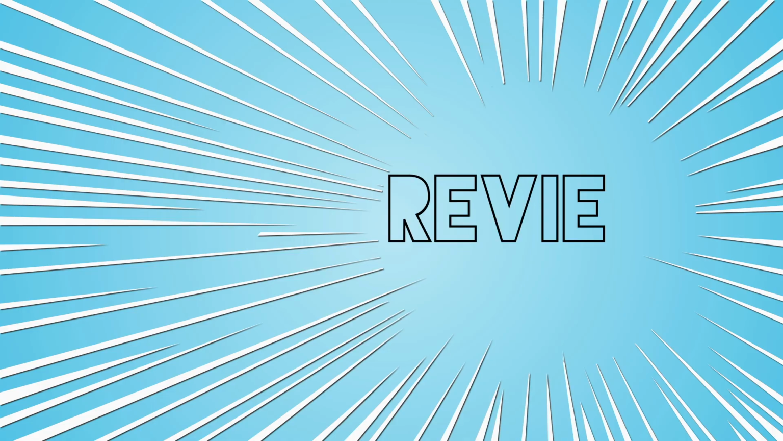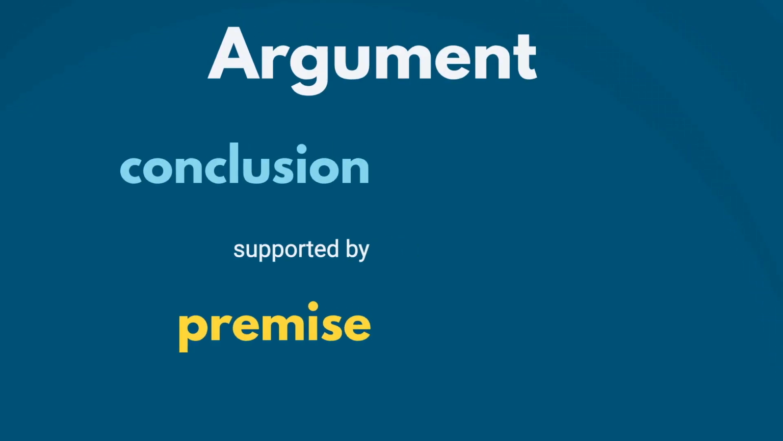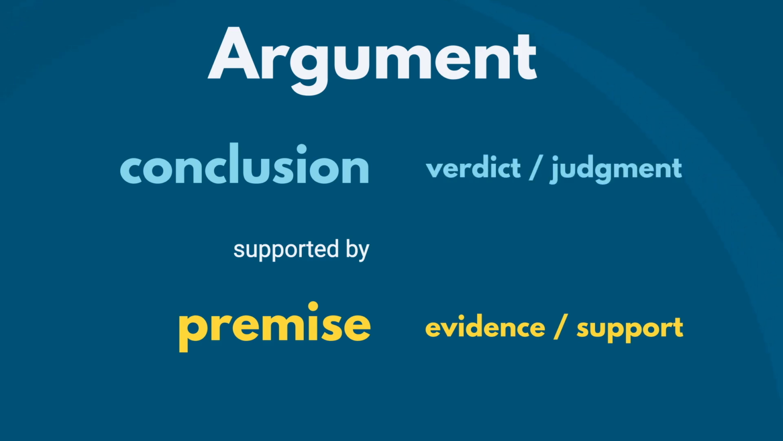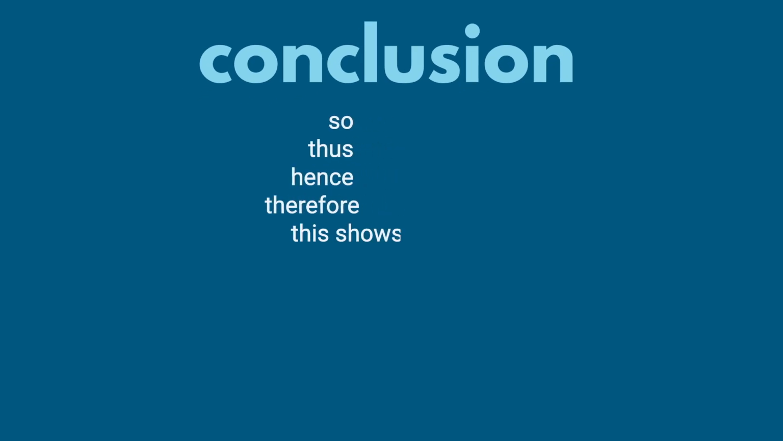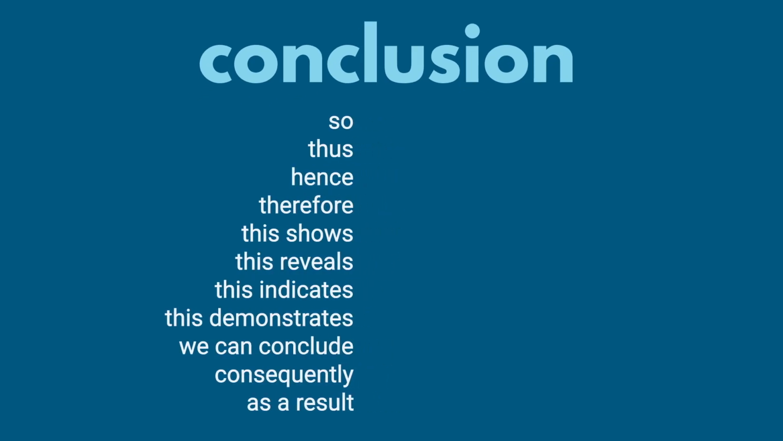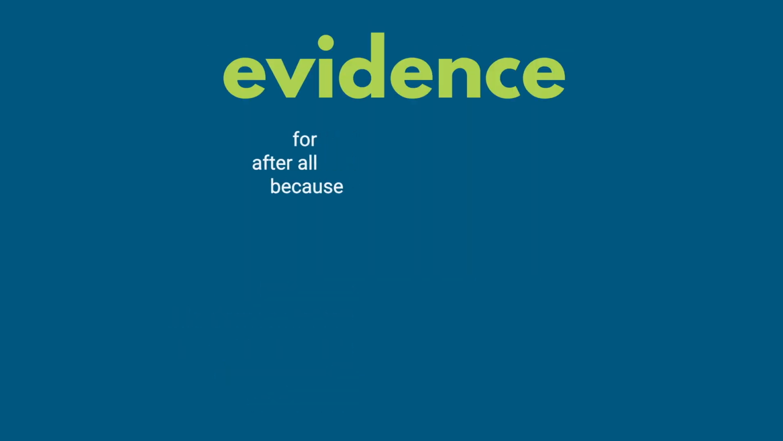All right, everybody, let's do a madcap review of everything. Arguments are a conclusion supported by at least one claim, which we can call a premise, evidence, support. A conclusion usually sounds like an opinion. It is a verdict, which means to speak the truth. The author is trying to prove that this is a true claim. There are keywords that often are present to show us the conclusion, so we want to try to memorize these, especially the top 4. Similarly, there are keywords that show us, hey, you're looking at evidence.